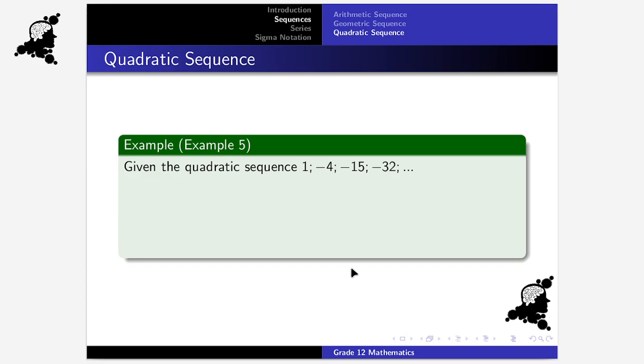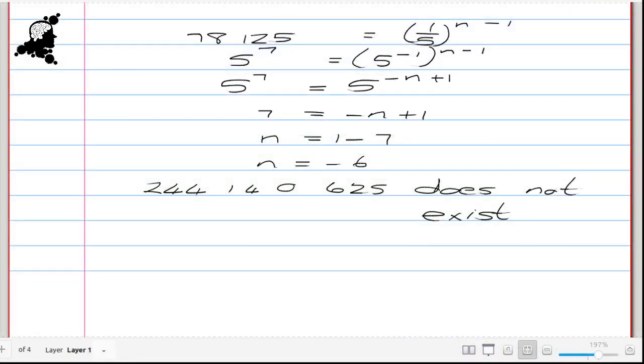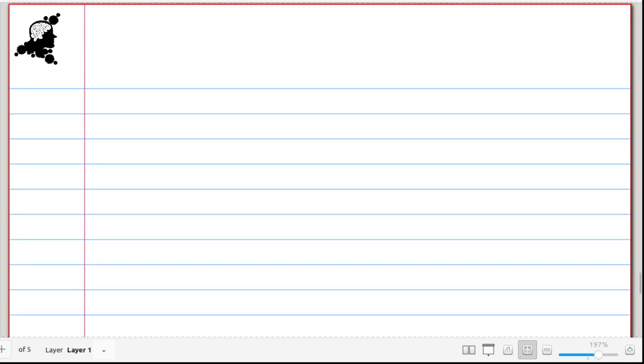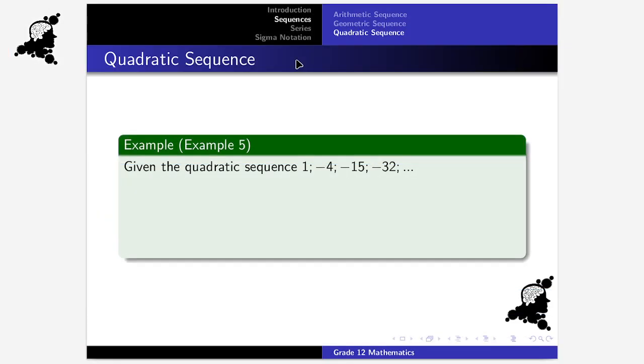All right, we have another example, so let's go back to our writing board. And because this is a new sequence, let's start it on a blank page. It's a new year after all. So we're given the pattern 1, -4, -15, and -32. Let's check what the question says. Write down the next two terms.